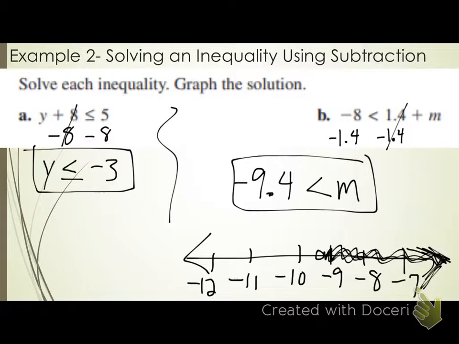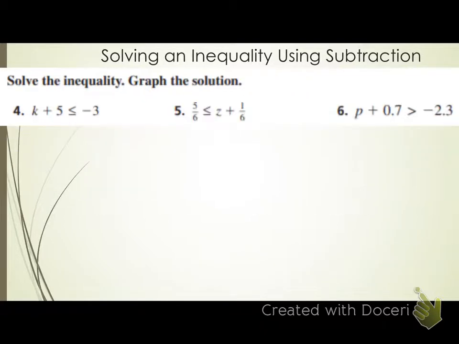Questions on example 2? Okay, let's go through these pretty quick. K plus 5 is less than or equal to -3. Raise your hand to help me out. Go for it. Subtract 5 on both sides. Very good. Subtract 5 on both sides. K is less than or equal to -3 minus 5, -8.